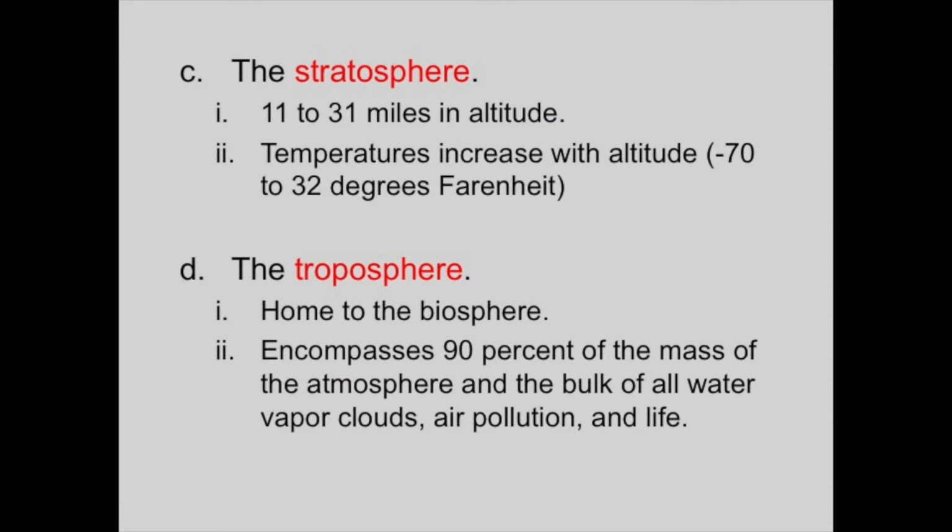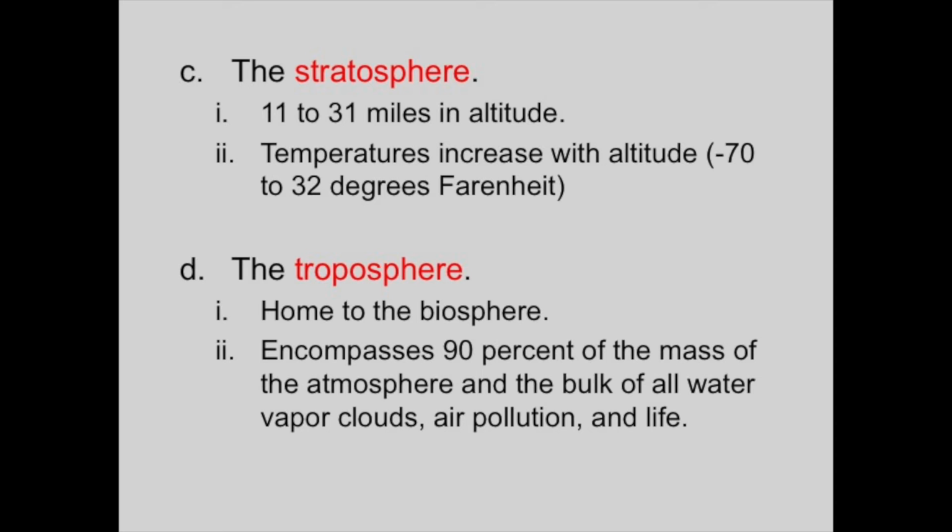Below the mesosphere, in terms of our temperature criteria, we have the stratosphere. This section of temperature layers extends between 11 and 31 miles from the surface of the planet. Temperatures ironically increase with altitude in this layer, from below 70 degrees Fahrenheit to reaching 32 on average degrees Fahrenheit.